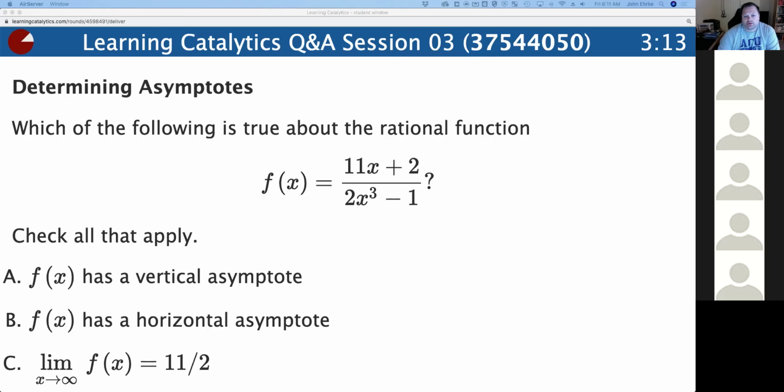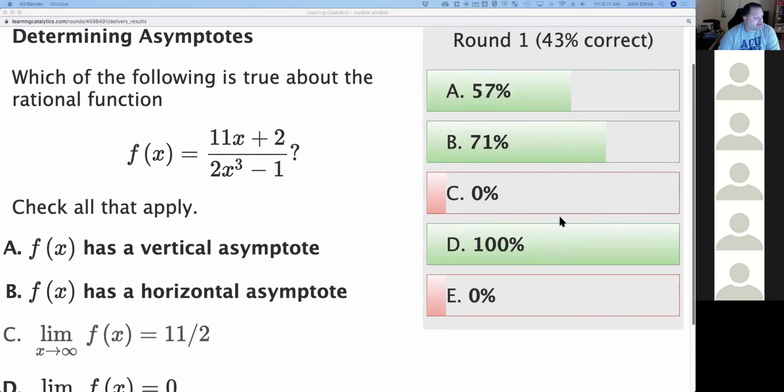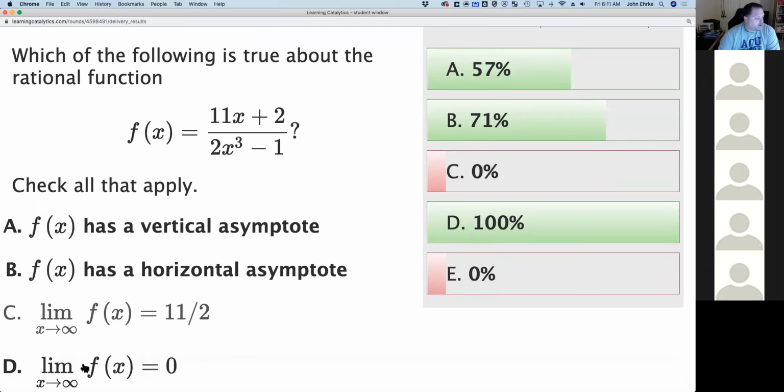All right, the correct answer on this problem is A, B, and D. I noticed that 100% of you that responded put D. If you put D, then by definition, the function has a horizontal asymptote. Because if your limit at infinity is equal to a number, which you're telling me D is correct, the limit at infinity is equal to a number, that number is the horizontal asymptote.